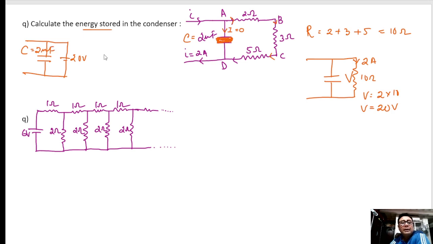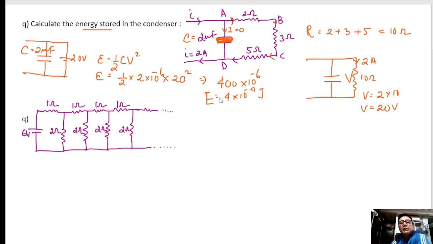So we know energy is equal to half CV square. So half, 2 into 10 to the power minus 6, into V square, which is 20 square, which comes to 400 into 10 to the power minus 6. That means 4 into 10 to the power minus 4 joules. This is the energy stored in the condenser. Clear?